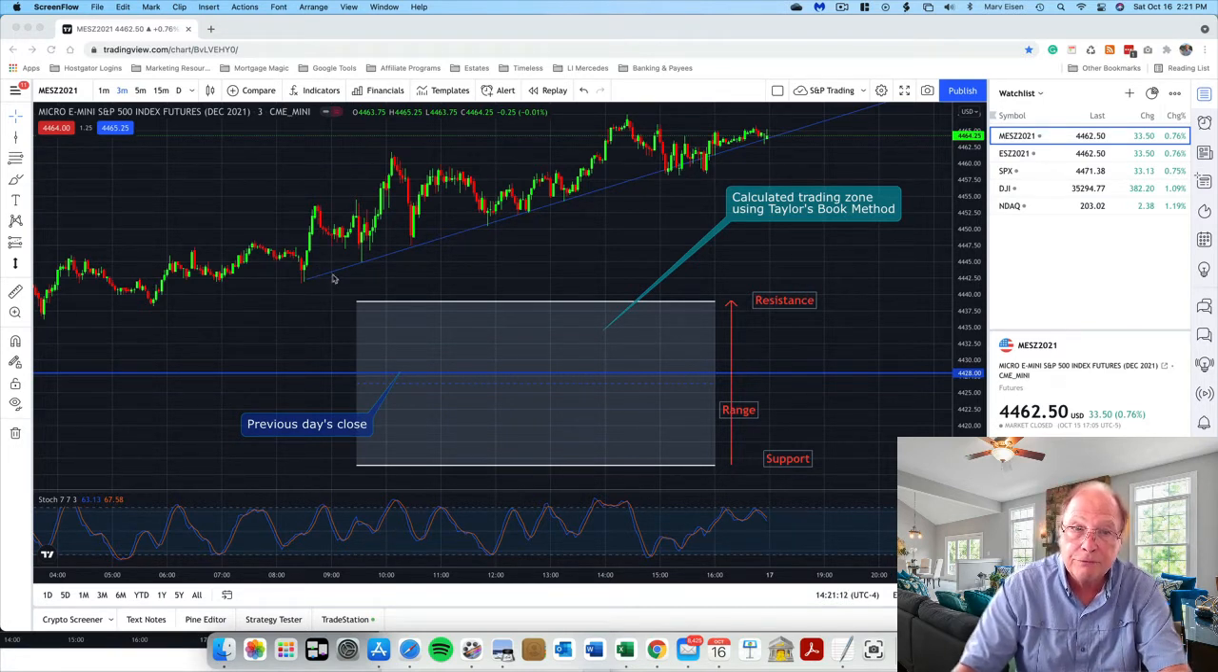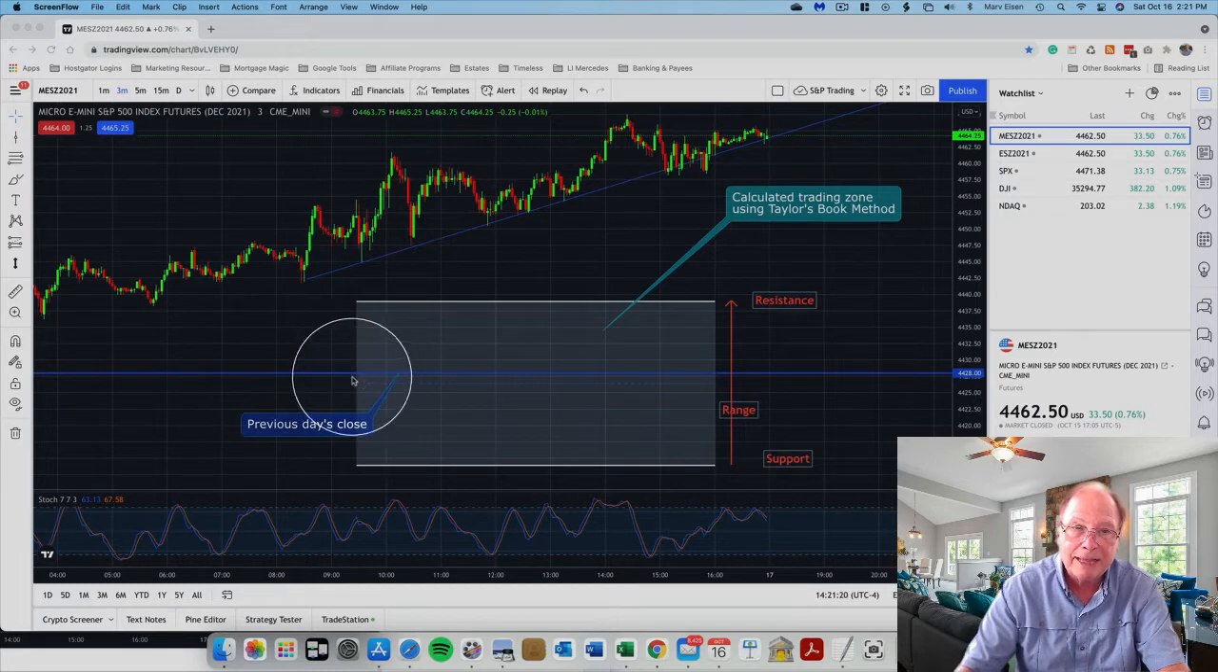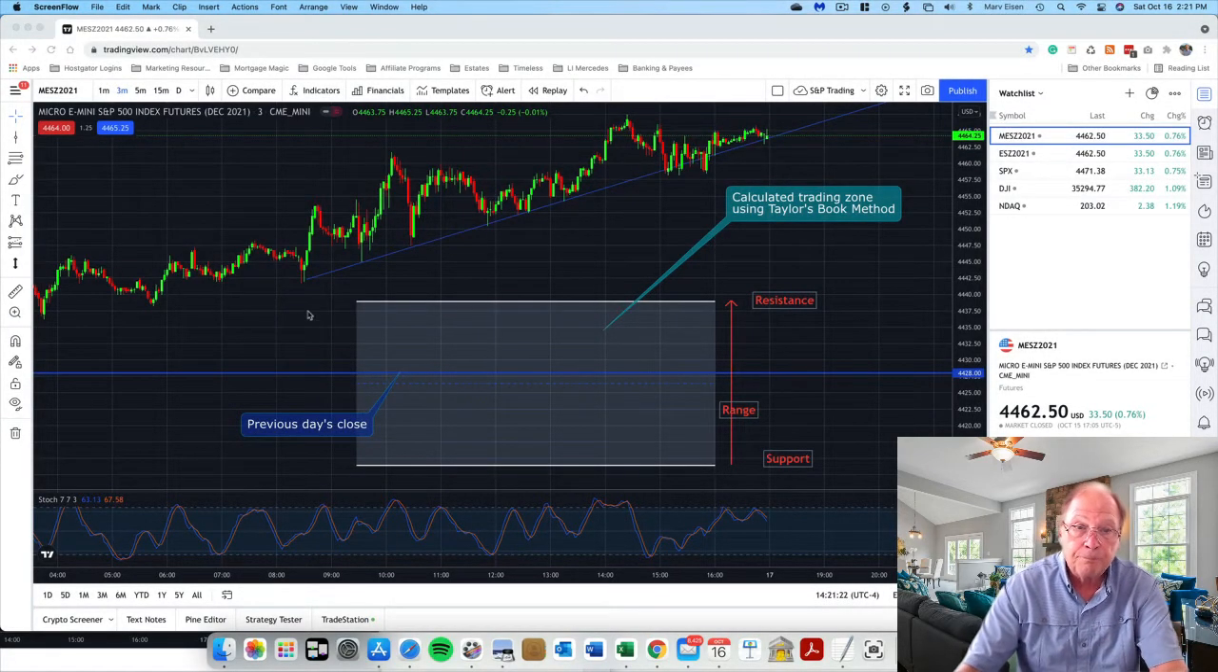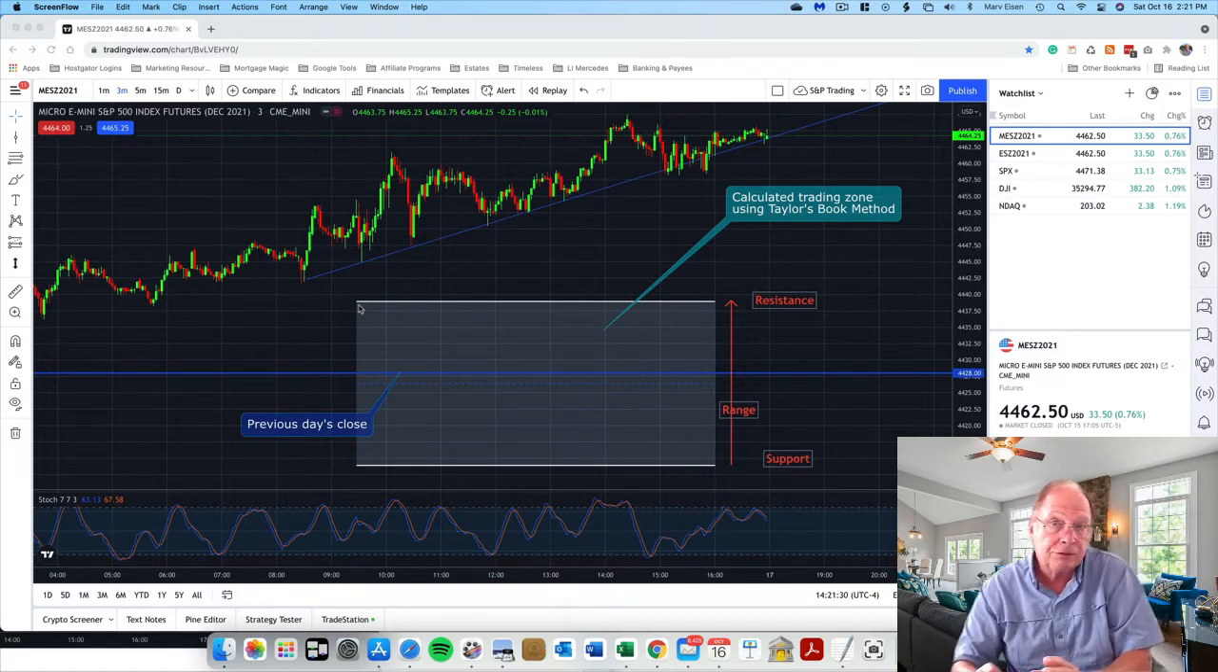So knowing this information, we could throw out this previous day's close as a target. We could throw it out. So we can eliminate that. Next, we see that the prices are not anywhere near Taylor's book method. Now, there are days where Taylor's book method is accurate. There are days where it's not.